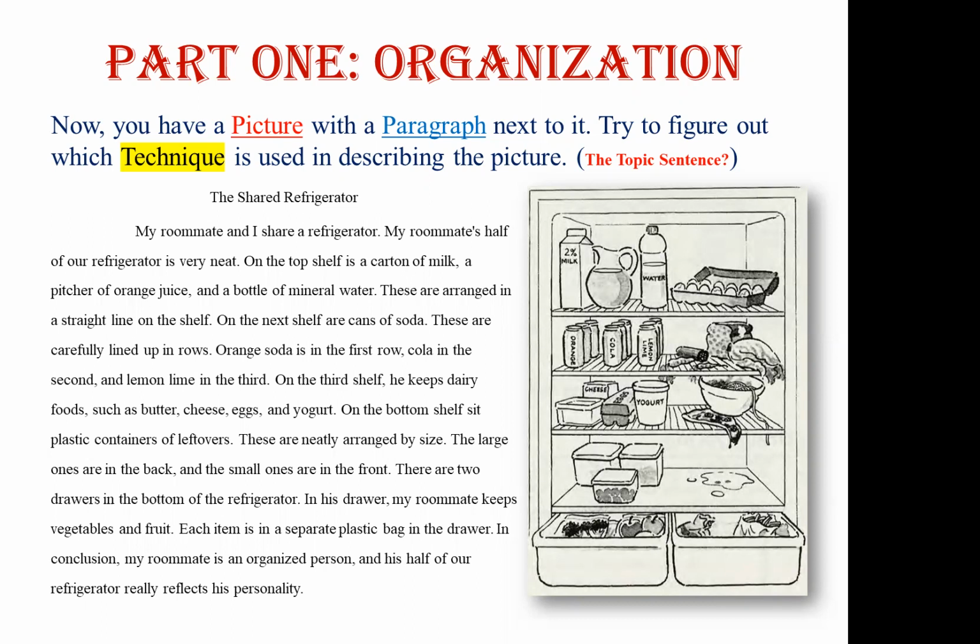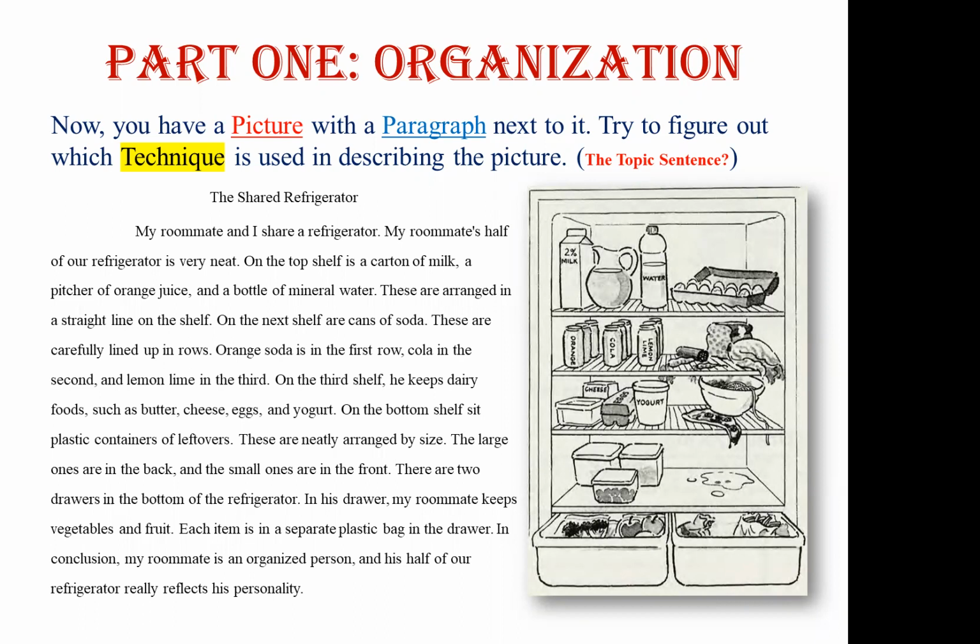In conclusion, so here is the concluding sentence. Look at the pattern. It is kind of different. My roommate is an organized person, and his half of our refrigerator really reflects his personality. So if you focused well, you can see that the space order here is from top to bottom. He first started with the top of the refrigerator, going down until he reached the bottom, ending with the drawers. So this is the space order, as you can see.